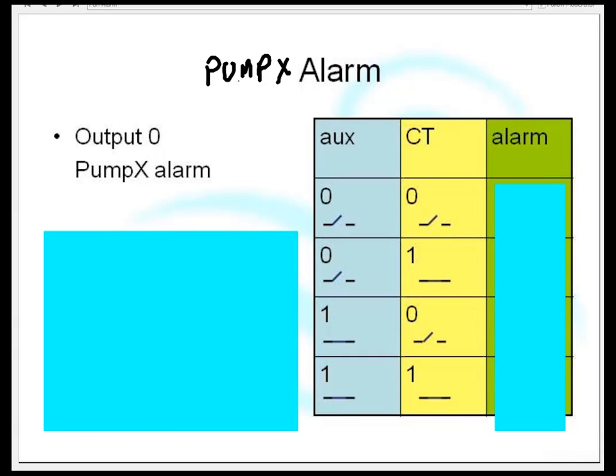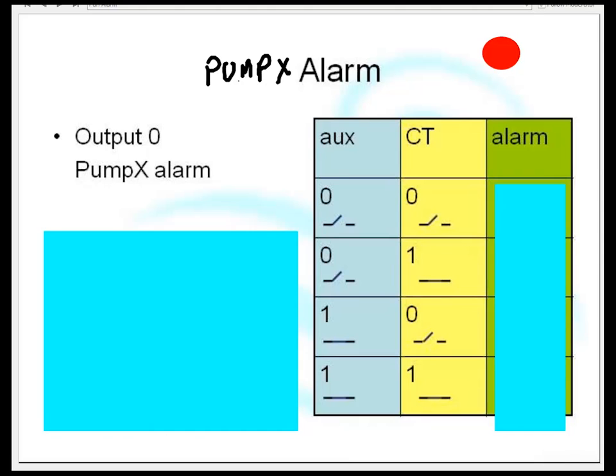Okay, the first output I want to turn on is the little red light. Oh, it should be red. The little red light which will come on whenever pump X goes into alarm. To make this decision, I have two inputs I'm going to check. The first input is the auxiliary on the contactor. The second input is the CT, which tells me that the fluid is flowing in the pipes. So I have an auxiliary on the contactor and a CT flow switch.